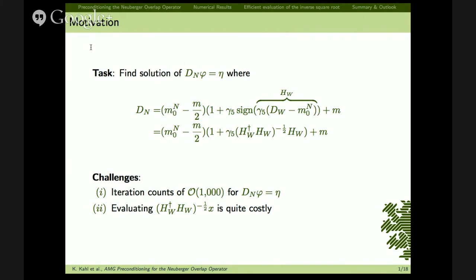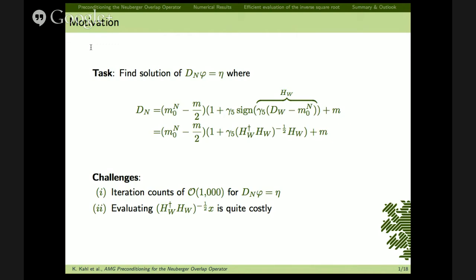Okay, so gamma 5 times the sine of this. It's not a unitary. You have to multiply the whole thing. No. Gamma 5 from each. No. This part. Just gamma 5 times the sine function. It's a unitary matrix times a unitary matrix.